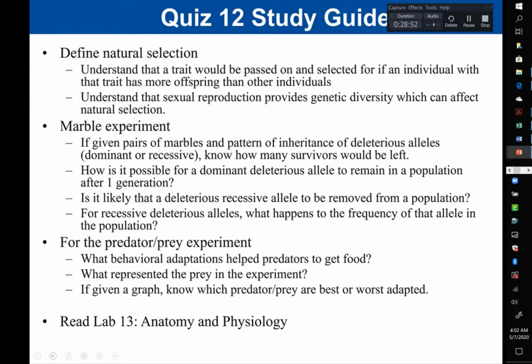And then lastly, if given a graph, know which predator or prey are best or worst adapted. Meaning, if you see the population size going up, that means that they're well adapted. If you see their population size decreasing, that means that they're not well adapted. And at some point, that population could potentially become extinct, which you want to see, did we see that in our experiment? And then lastly, read Lab 13 that covers anatomy and physiology. And so this concludes the summary for Lab 12.